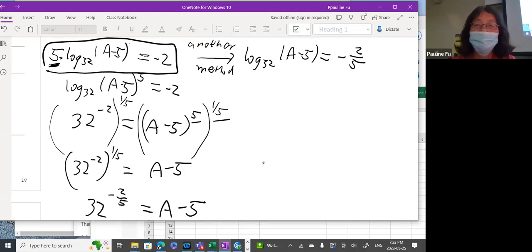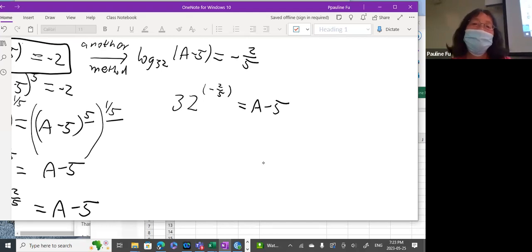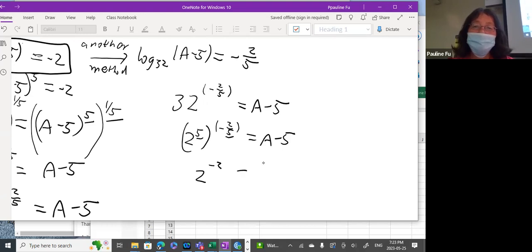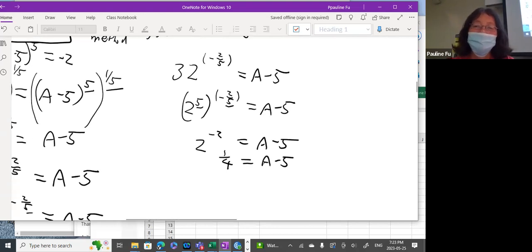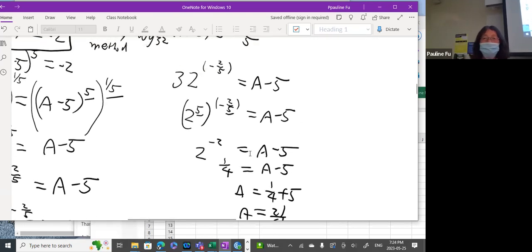Another method, you can do this. And from here, 32 raised to power negative 2/5 equal to a − 5. Okay? And 32 is 2 raised to power 5, negative 2/5. This is another way to do it. And then 5 cancels out, you have 2 raised to power negative 2. And then 1/4 equal to a − 5. So a equal to 1/4 plus 5 equal to 21/4. This is another way to do it.